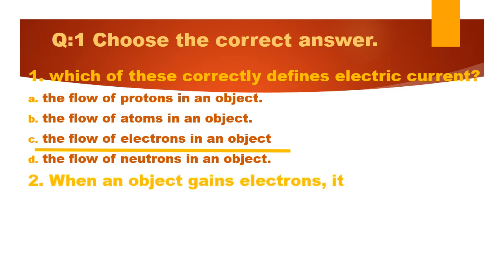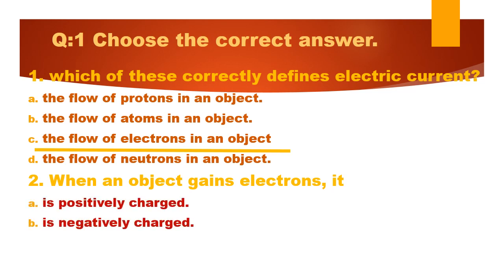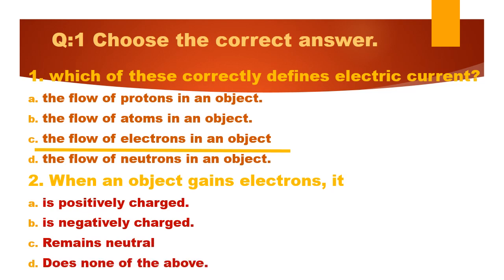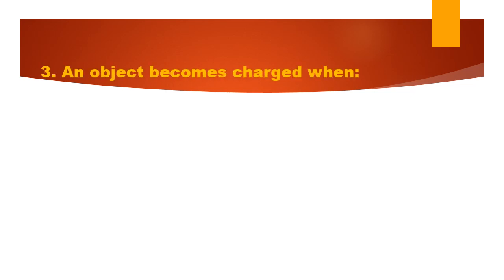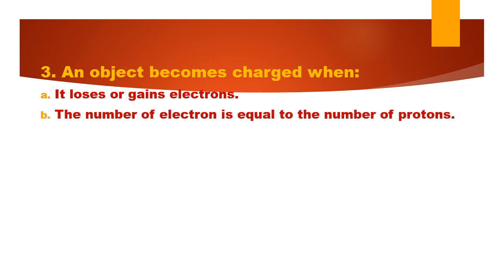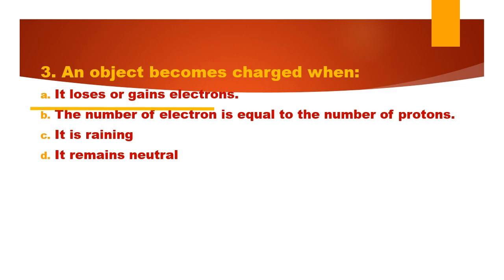Second is when an object gains electrons, it is positively charged, it is negatively charged, it remains neutral, or it does none of above. Yes, it is negatively charged. Third one is an object becomes charged when it loses or gains electrons, the number of electrons is equal to the number of protons, it remains neutral. Yes, it loses or gains electrons.